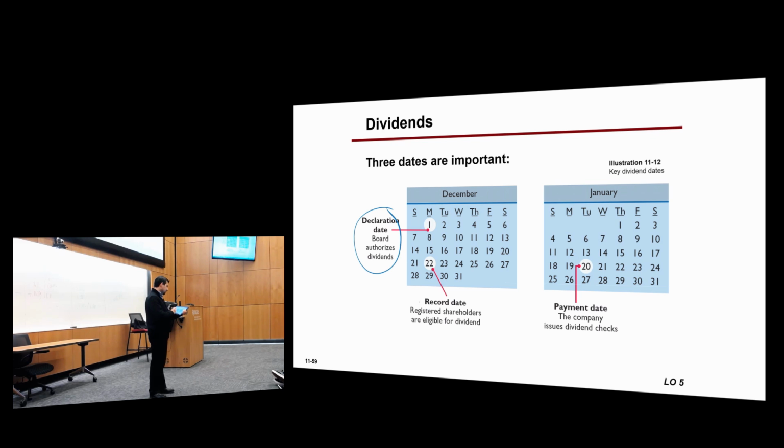The second date is the record date. This is when they actually update the records they have. Basically, the owners of the stocks as of a specific date, who are the owners of those shares, because those are the ones who will receive the checks. They will receive the payments of dividends.